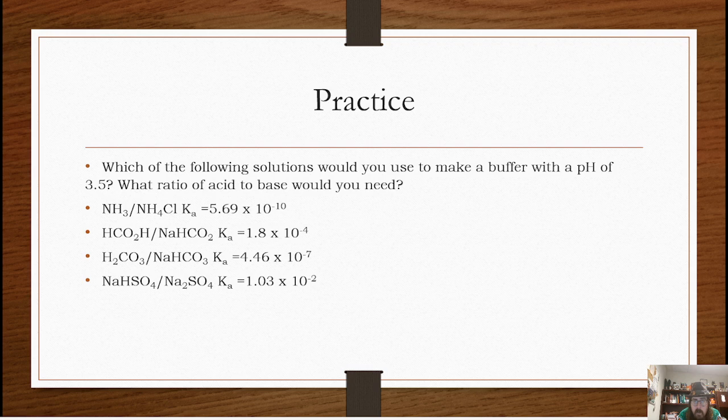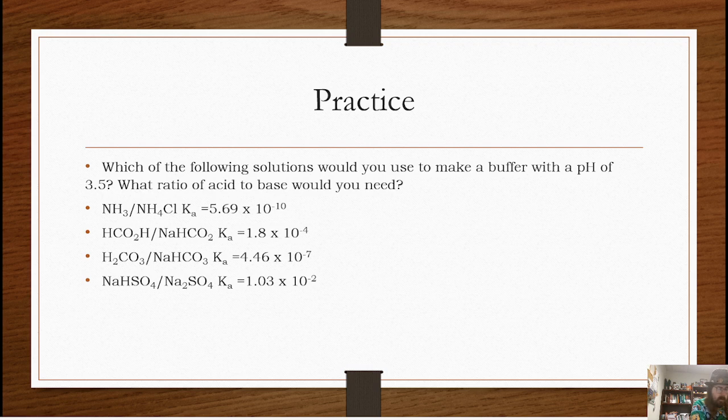Then what ratio of acid and base would you need? So with this in mind, we have NH3, NH4 plus, Ka of 5.69 times 10 to the negative 10th. We have formic acid, formate, with Ka of 1.8 times 10 to the negative 4th.